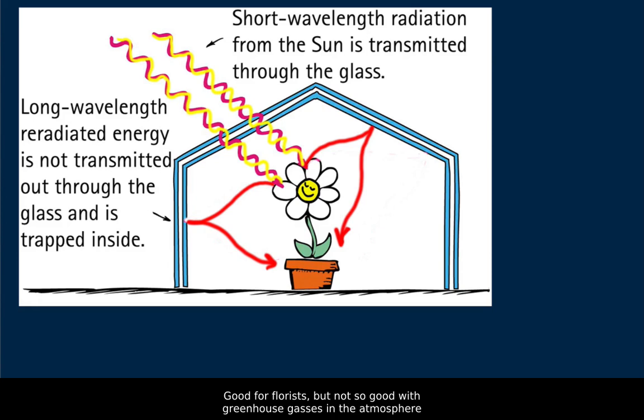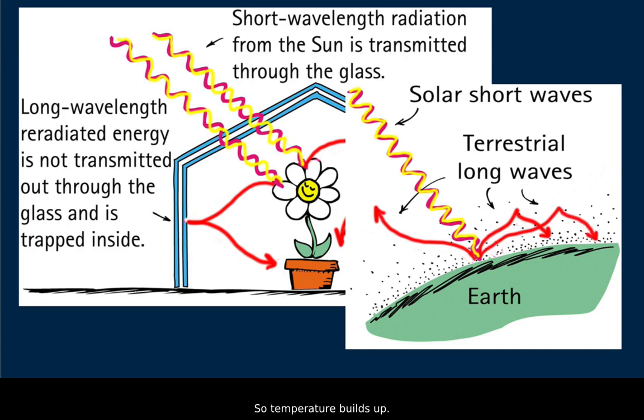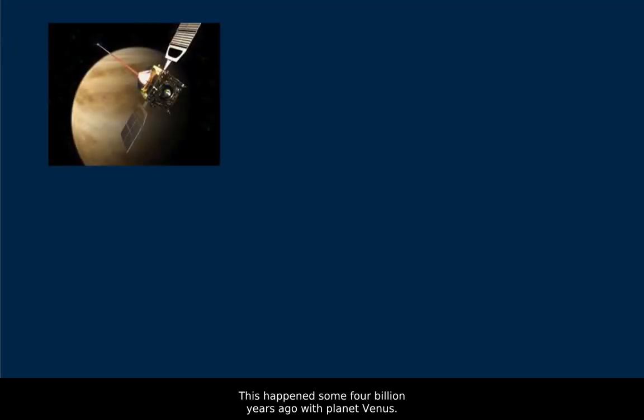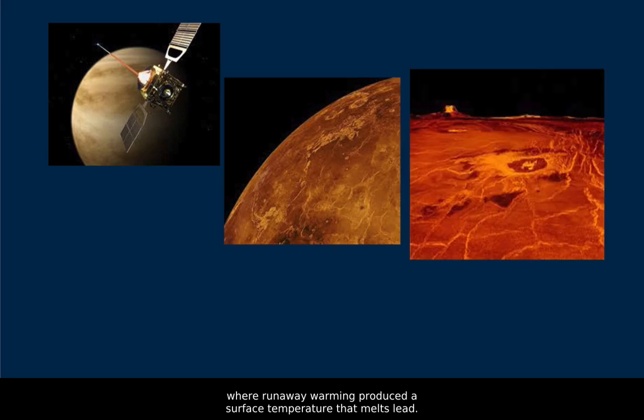Good for florists, but not so good with greenhouse gases in the atmosphere, which similarly trap heat energy in the Earth's atmosphere, so temperature builds up. This happened some 4 billion years ago with planet Venus. Carbon dioxide built to a tipping point, where runaway warming produced a surface temperature that melts lead. Climate change here on Earth is controversial at this time.